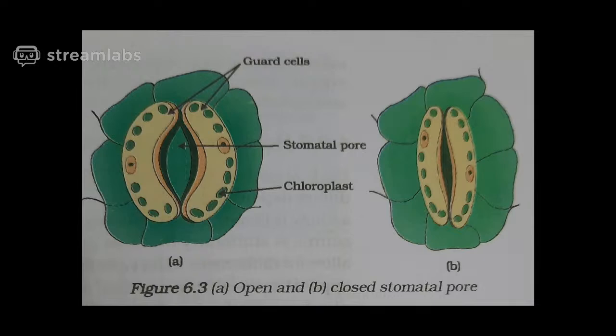And when the availability of water is less, then obviously the guard cells become flaccid. That means they shrink and stomata get closed. So for the opening and closing mechanism, water is very, very essential. So stomata play a very important role in the exchange of gases and also in transpiration.